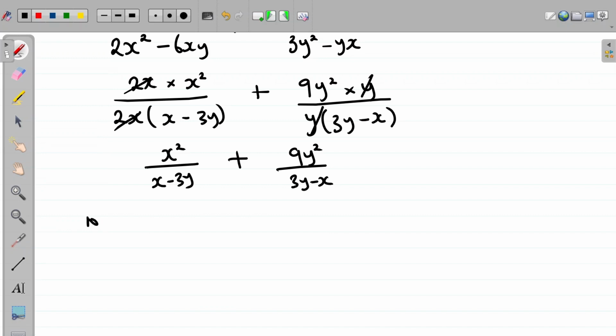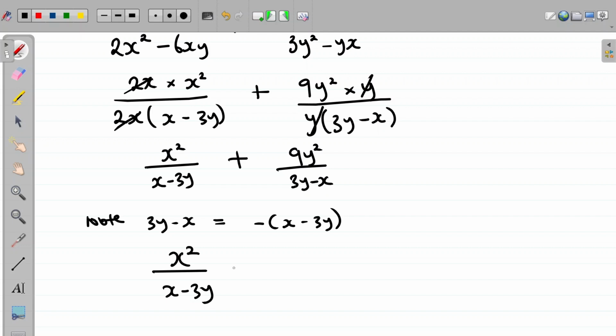Now note that if I have 3y minus x, it can also be expressed as minus, open bracket, x minus 3y. So therefore, our expression becomes x squared divided by x minus 3y minus 9y squared divided by x minus 3y.